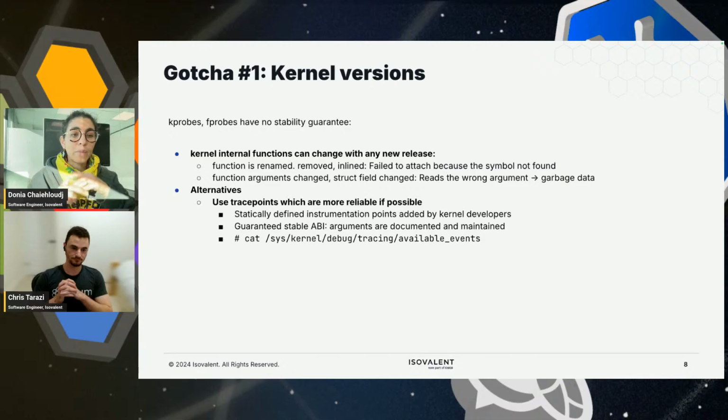So one alternative to that is to use tracepoints. We mentioned it already, but it's more reliable if possible. It's statically defined, actually developed by the kernel developers, so it's more static in that way. It has a guaranteed stable ABI, and arguments are documented and maintained, and you can actually find them in the sys kernel tracing file.